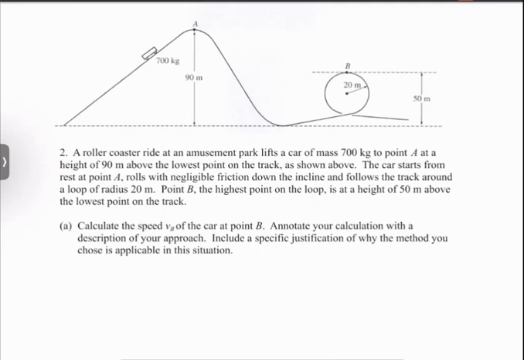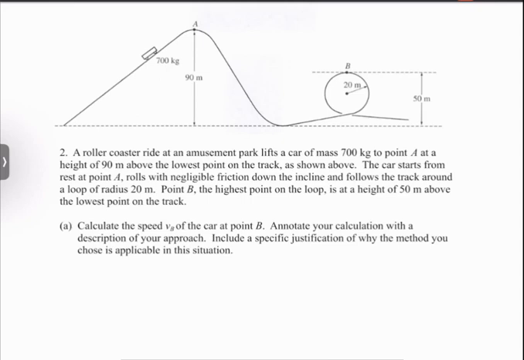First of all, we've got a roller coaster ride at an amusement park, and it's going to lift a car of a mass of 700 kilograms to point A at a height of 90 meters above the lowest point on the track. The car starts from rest at point A and rolls with negligible friction down the incline and follows the track around a loop of radius 20 meters.